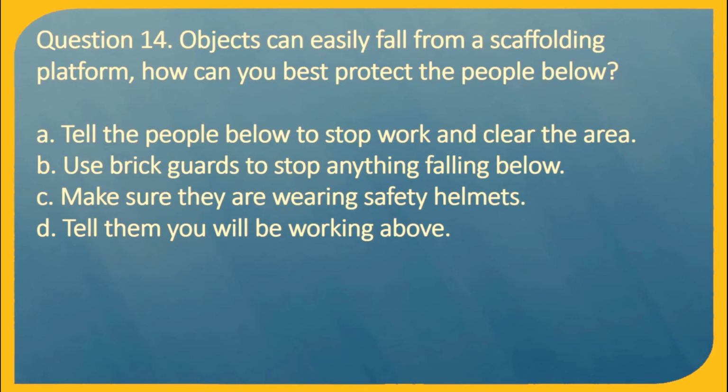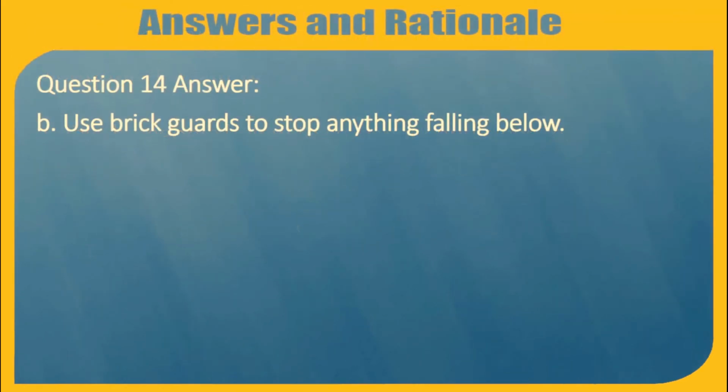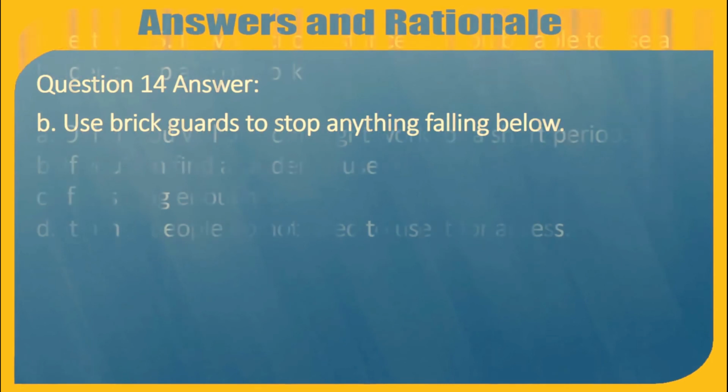Question 14. Objects can easily fall from a scaffolding platform. How can you best protect the people below? A. Tell the people below to stop work and clear the area. B. Use brick guards to stop anything falling below. C. Make sure they are wearing safety helmets. D. Tell them you will be working above. Question 14. Answer B. Use brick guards to stop anything falling below.